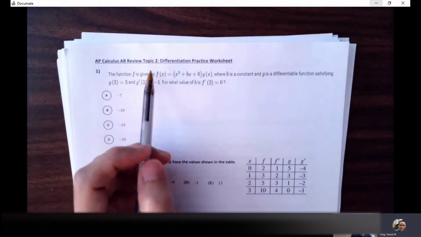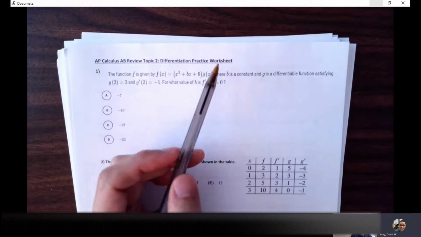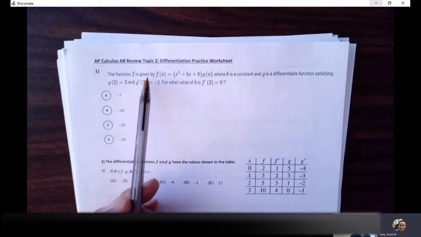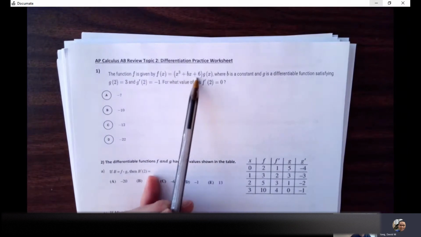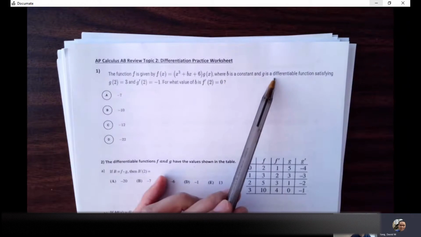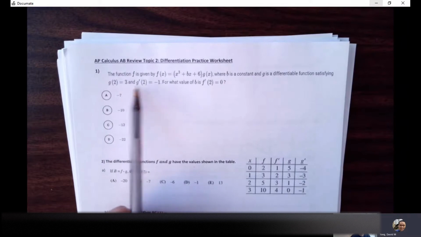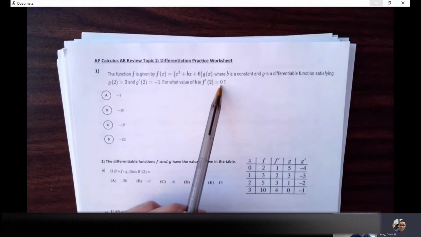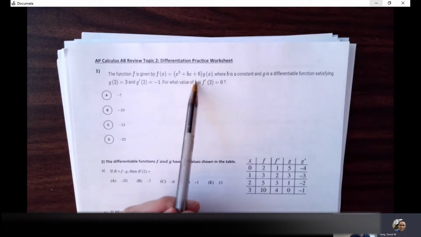I'm going to go over the topic 2, derivatives, homework number 2. All right, so number 1, it says the function f is given by f of x equals x cubed plus bx plus 6 times g of x, where b is a constant and g is a differentiable function. With this given information about the function and the derivative, for what value of b is f prime of 2 equal to 0? So we see that there.